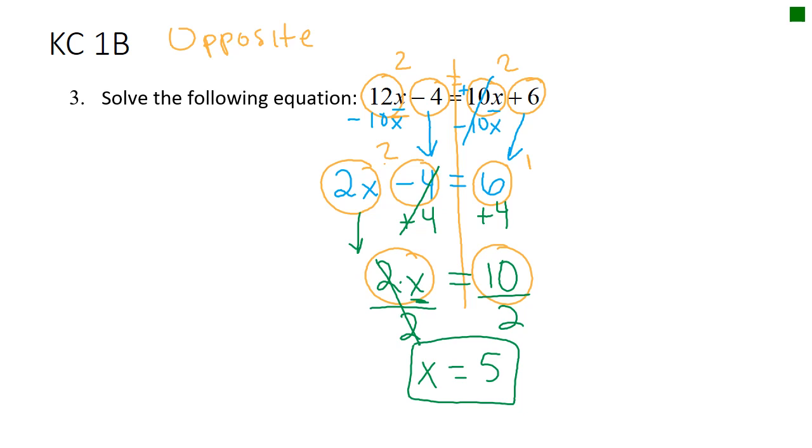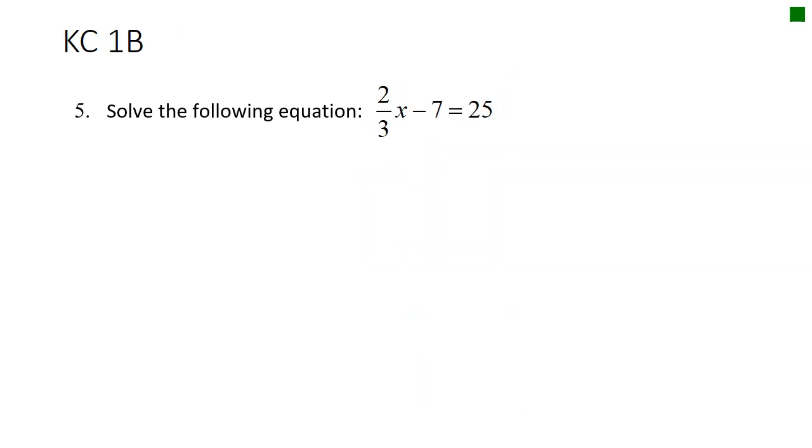Okay, let's try the next one. The next one's kind of tricky. We have fractions now. There are 2 ways to get rid of fractions, but I like to do the reciprocal. The reciprocal of a fraction just means the opposite. So for instance, if I have 5 over 4, the reciprocal would just mean that it's 4 over 5. You just switch the numbers. The number that goes on top, now it's on the bottom. The number that's on the bottom, now goes on top.